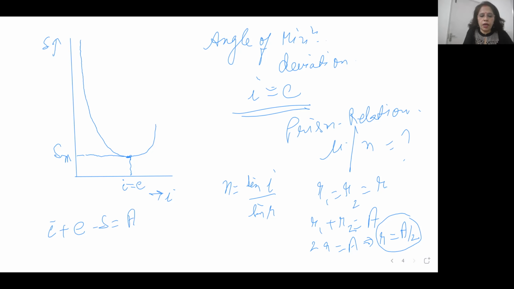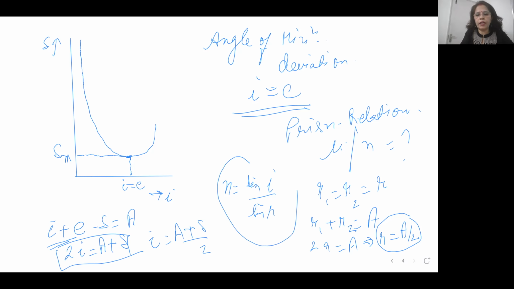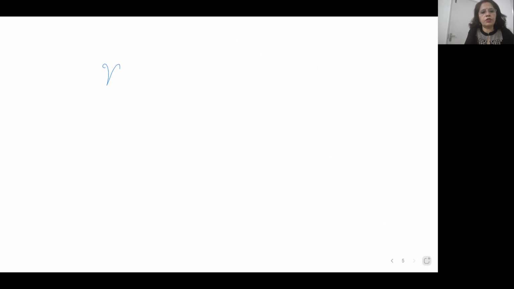That means here, in this case, I told you that I is equal to E. That means 2I is equal to how much? We can write 2I is equal to A plus delta. We are getting this. Or I is equal to (A plus delta) upon 2. So what will be the value for refractive index? We will write here n equals to sine I upon sine R.